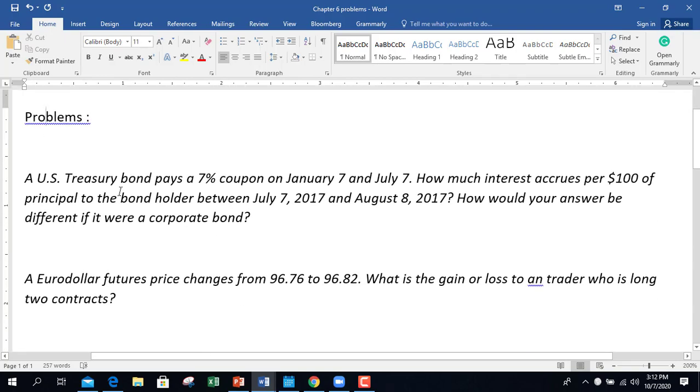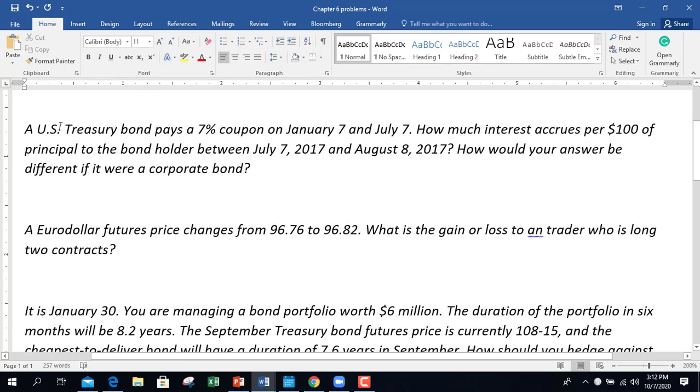So let's start. The first problem: a US Treasury bond pays a 7% coupon on 7th Jan and 7th July, so it pays a coupon every 6 months. How much interest accrues per $100 of principal to the bondholder between 7th July and August 8th? How would your answer be different if it was a corporate bond?